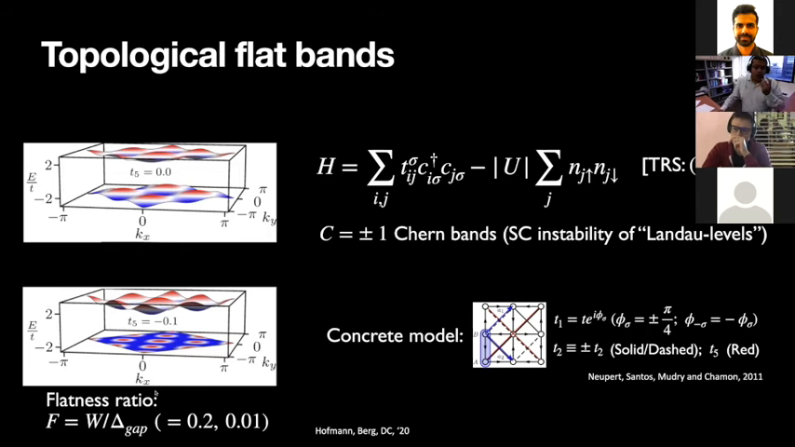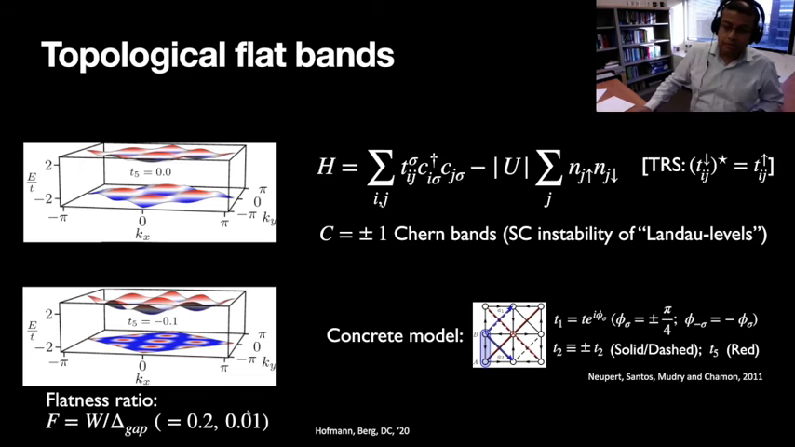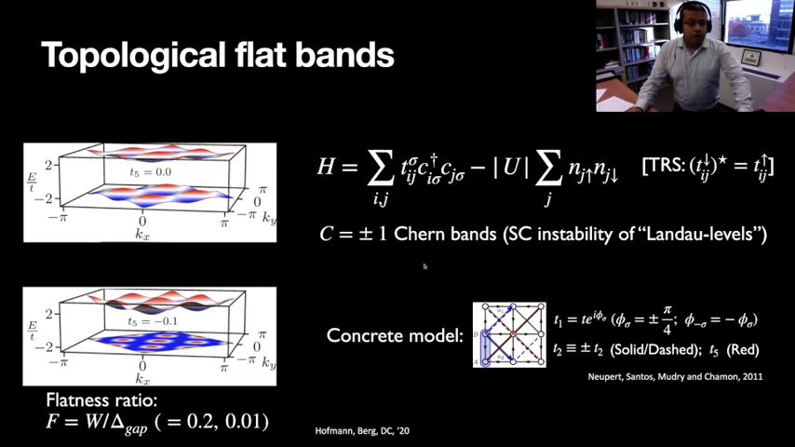Now, one way in which we typically characterize the flatness of the band is to define this ratio, which is the bandwidth divided by the gap to the other band in the system. Okay, so when I show you the data, I'm going to often refer to these two different values. So this one corresponds to a flatness ratio of 0.2, and this almost perfectly flat band corresponds to a flatness ratio of 0.01. Okay, good. So now we can put this on the computer and solve it numerically exactly.